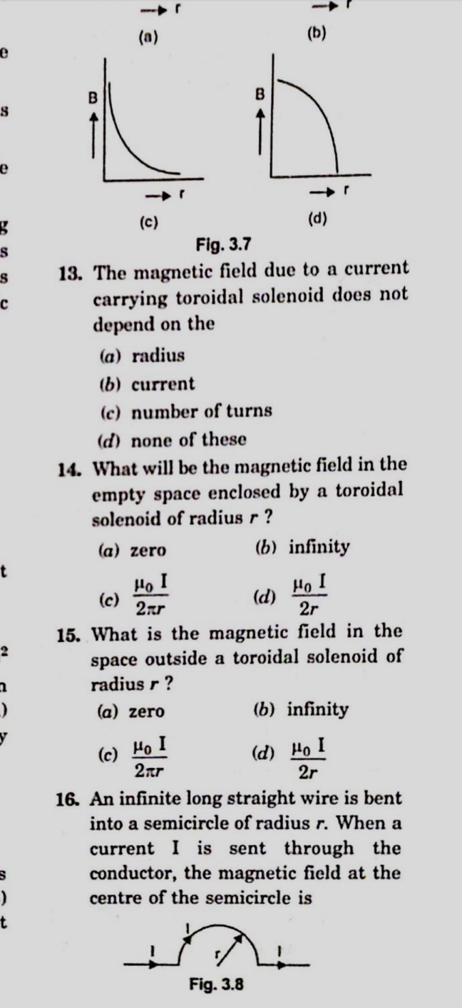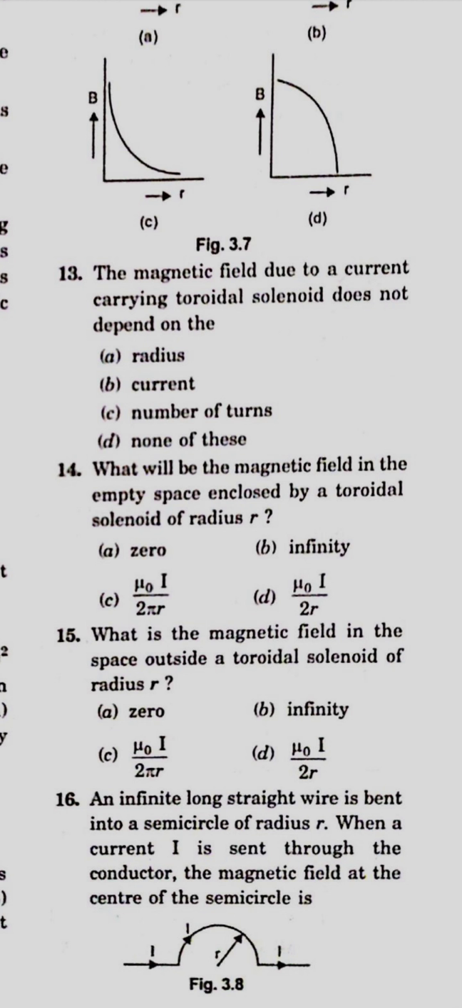So it depends on the number of turns and the current, but it does not depend on the radius. So it was mu naught N I, so it does not depend on the radius. Next, what will be the magnetic field in the empty space enclosed by the toroid? In the empty space the toroid does not depend, right? Because only in the turns where the current flows will the magnetic field show, so it will be 0.